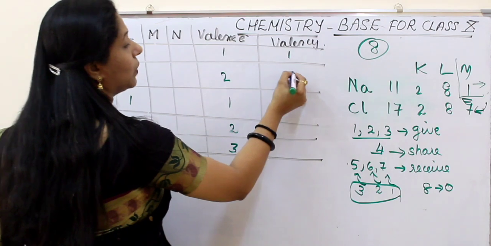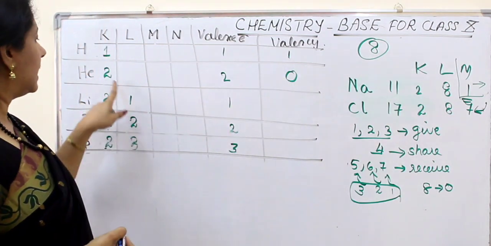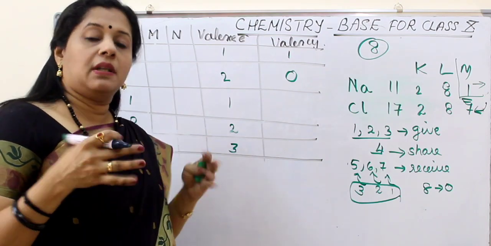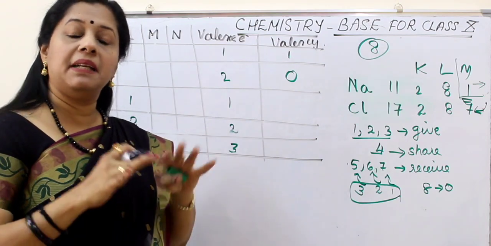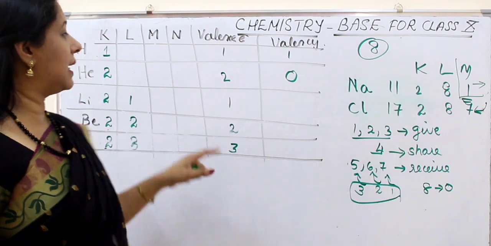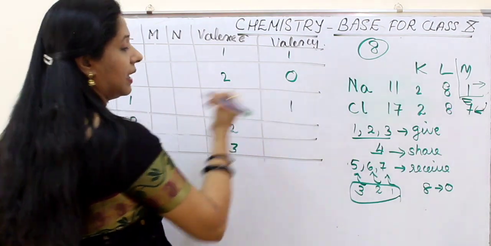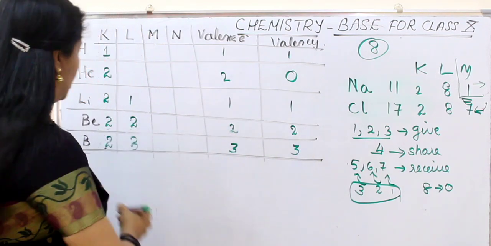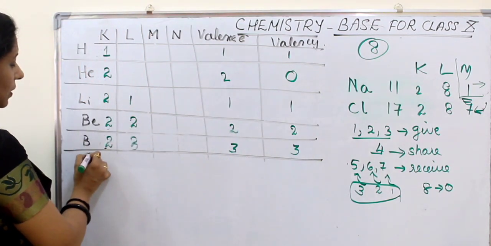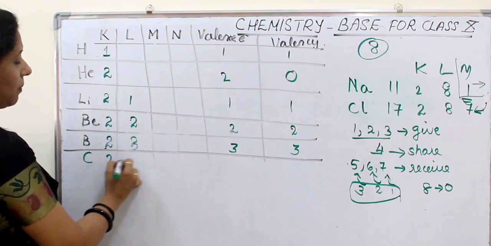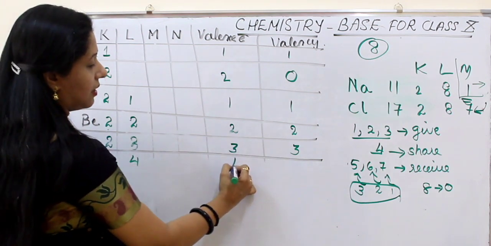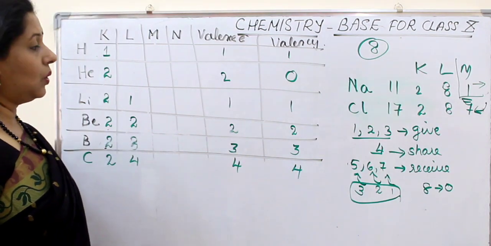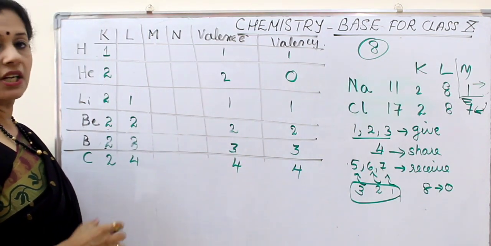Here it has 2, it does not have to react, because K is the outermost shell and it can accommodate only 2. So nothing is possible, it's completely filled. So it's happy, no need to react. Then here it is 1, it will give 1, it will give 2, it will give 3. Look at the next ones, beryllium, boron, carbon. Carbon is 6, 2, 4. Outermost is 4. It will give or take 4. Okay, so this is how the valency and valence electrons are coming.